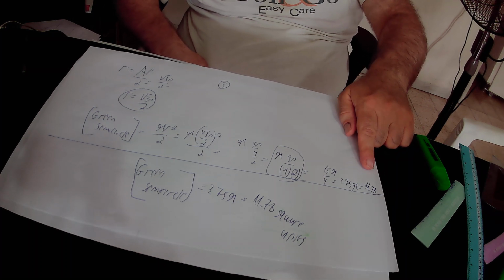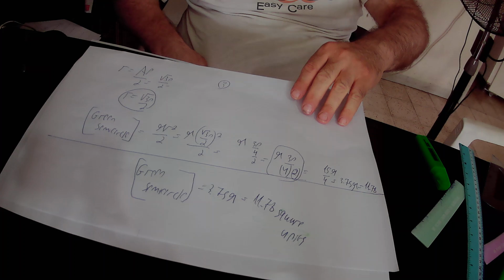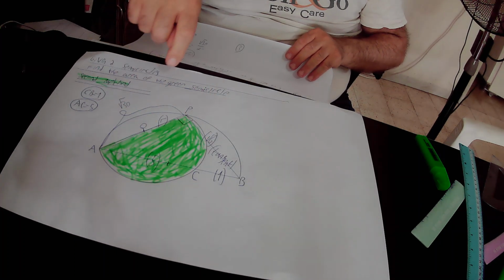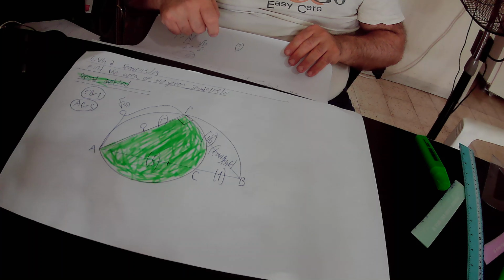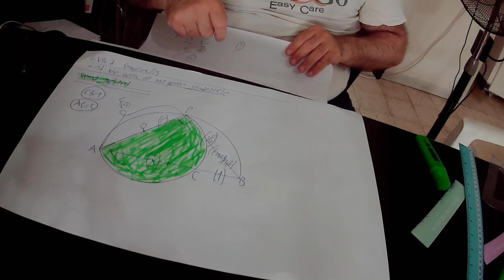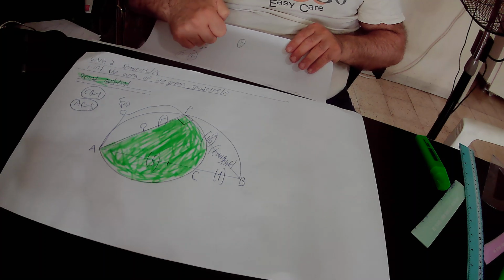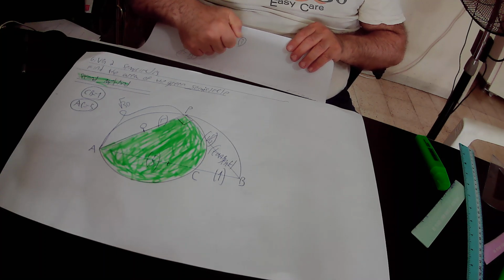3.75 pi is equal to 11.78. In conclusion, in both methods, we found that the area of this green semicircle equals either 3.75 pi square units, or in terms of numbers, the area of this green semicircle equals 11.78 square units. Okay? Thank you very much.